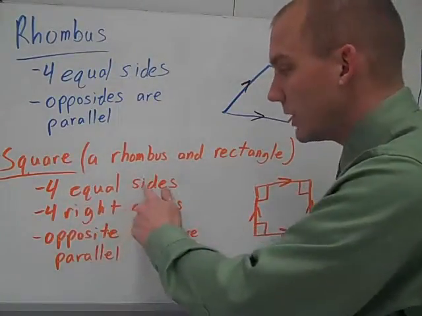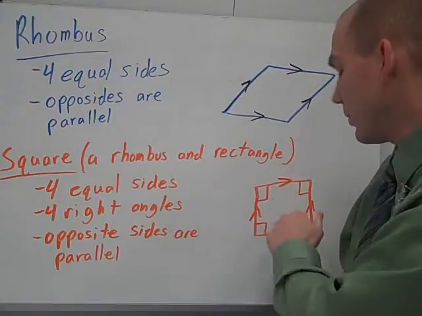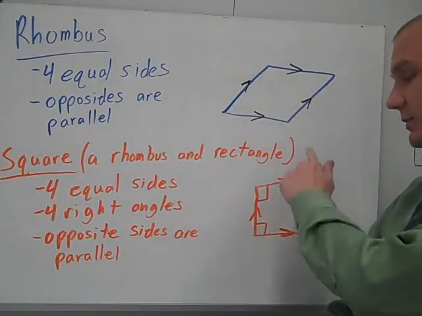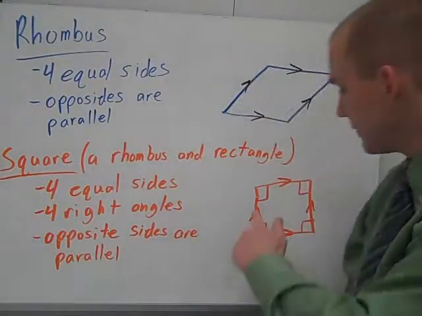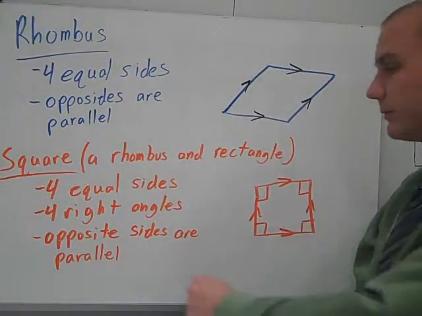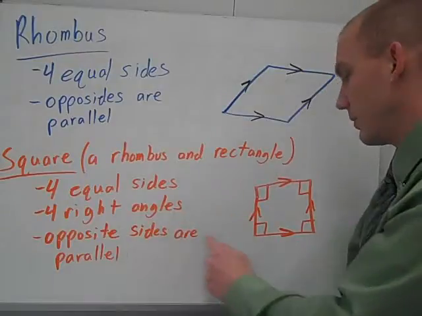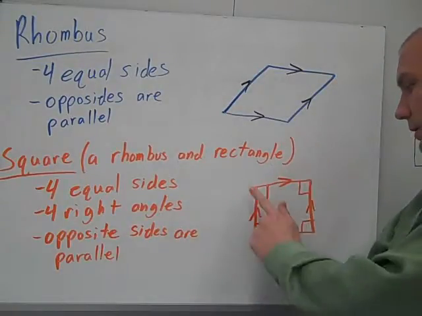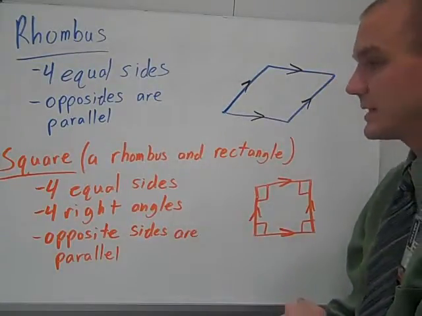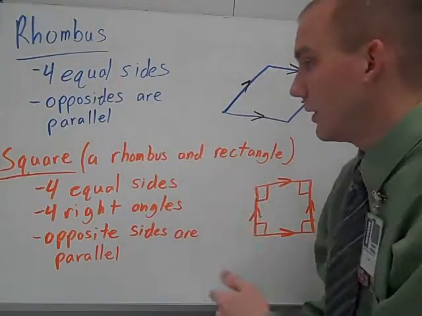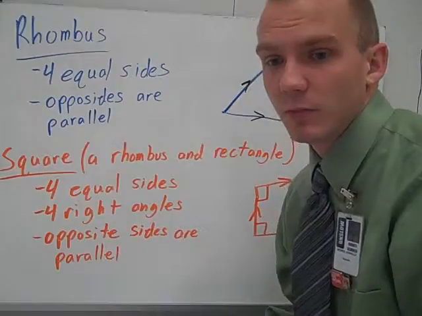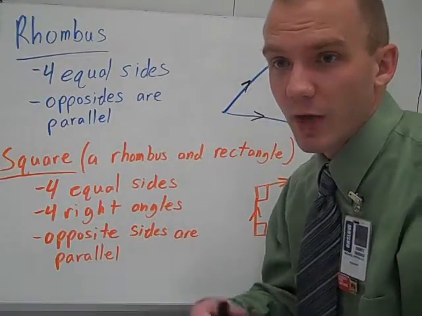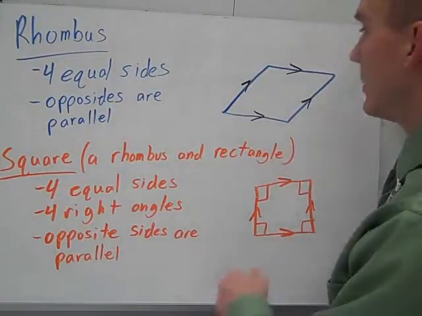It has 4 equal sides. So all the sides are equal, which means also the opposite sides are equal. It has 4 right angles, just like a rectangle. 1, 2, 3, 4. And the opposite sides are parallel. Here, here, and then top to bottom, side to side, top to bottom. They're parallel. That is a square. Square is like a rhombus and like a rectangle, but a little bit like both, not quite exactly the same.